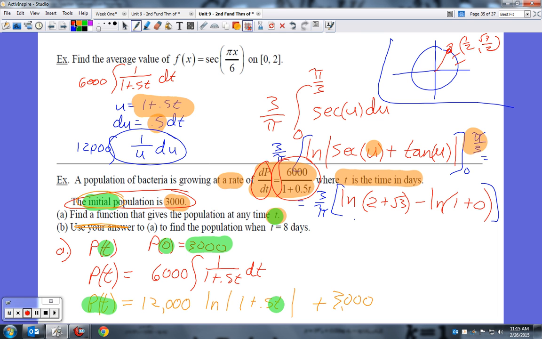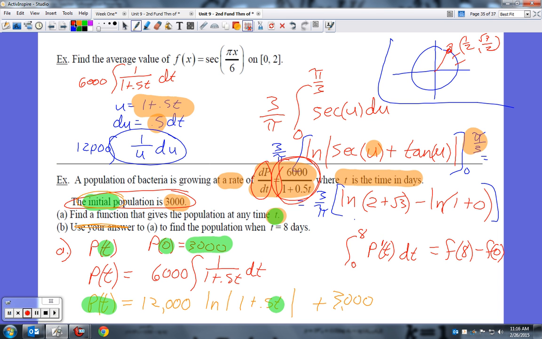Remember that way long ago, that integral is equal to the first fundamental theorem, f of b minus f of a. So if I go from 0 to 8 of this guy right here, which I'm going to call P prime of t, you see what I'm doing? This is equal to f of 8, which is what I'm looking for, minus f of 0. What's f of 0? 3,000.